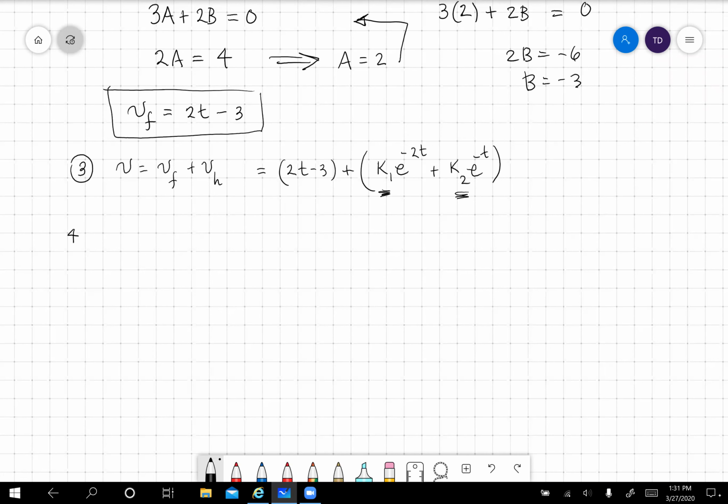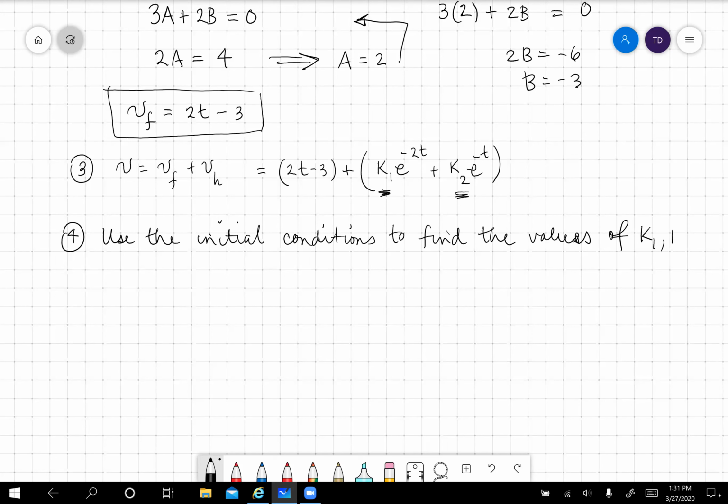So step 4 is use the initial conditions to find the K's. They are in there until the last step, the values of K1 and K2. All right, and this is how it works. And I would recommend that you follow this the way I do it. So the first thing I do is I write this.